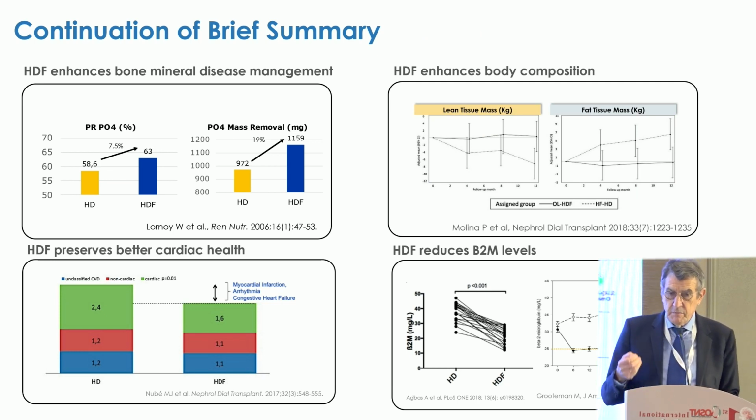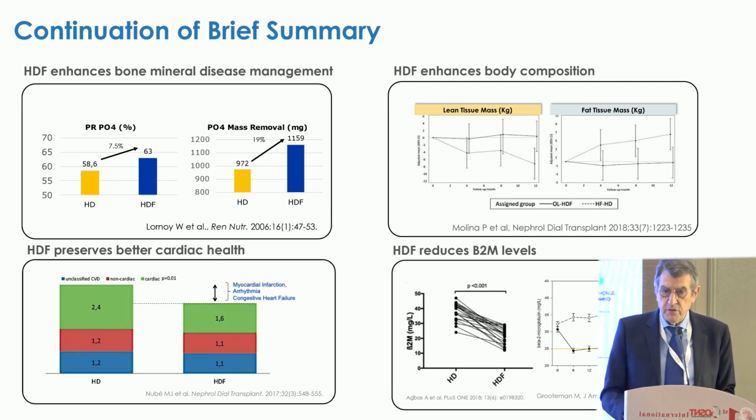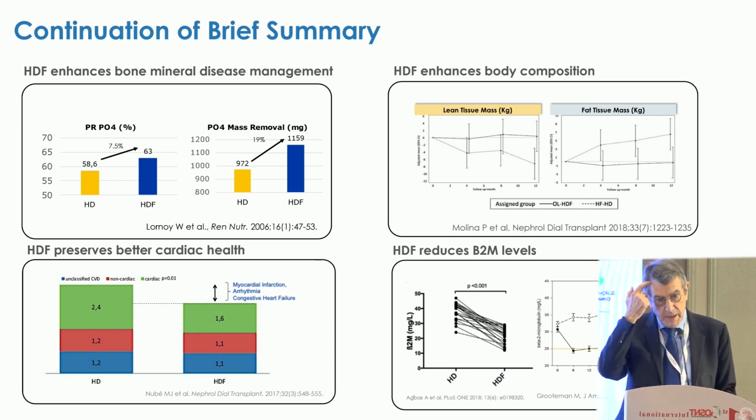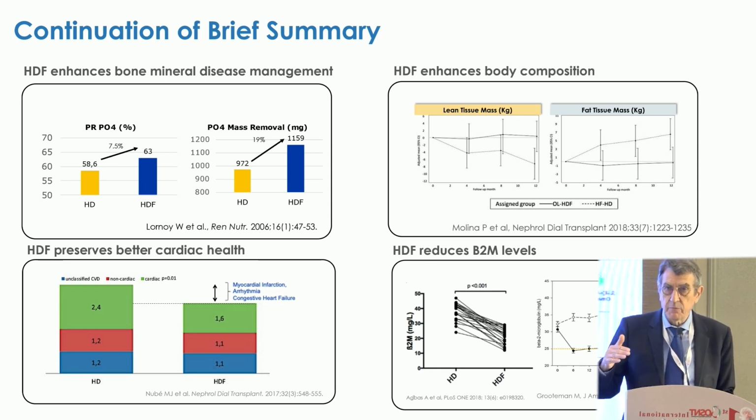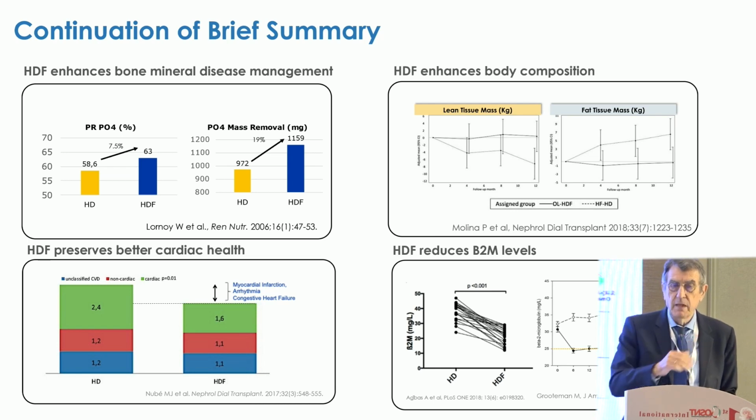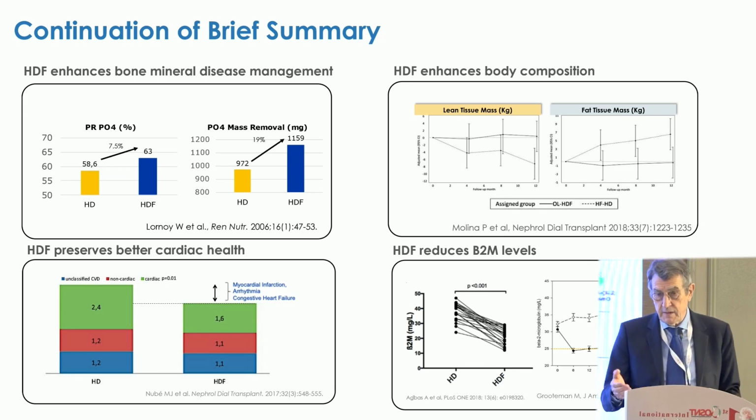Now, on the same side, hemodiafiltration is a way to improve the bone disease management, not magic treatment, but reducing the phosphate and certainly improving, I would say, the mass of phosphate removed by the treatment. This is one aspect. It has also some beneficial effect on the nutritional aspect. And this is a study performed in Spain, looking at the body composition change. Based on the bioimpedance, if you do hemodiafiltration, you can preserve your lean and fat tissue mass as compared to the patient moving to hemodialysis.